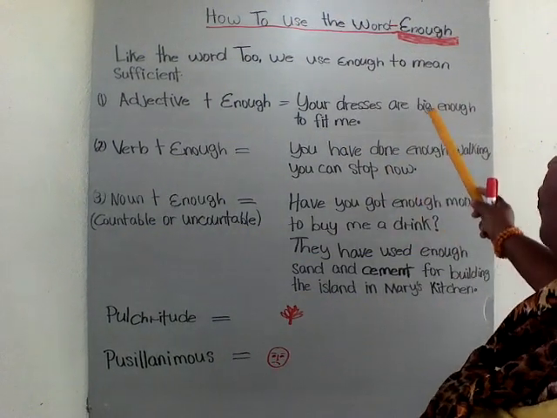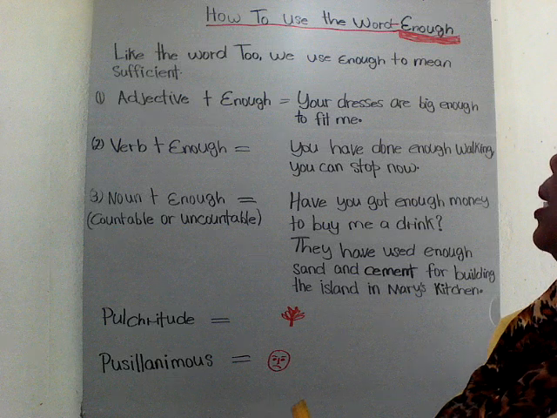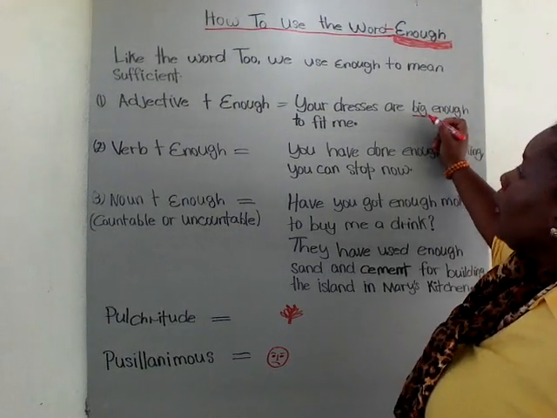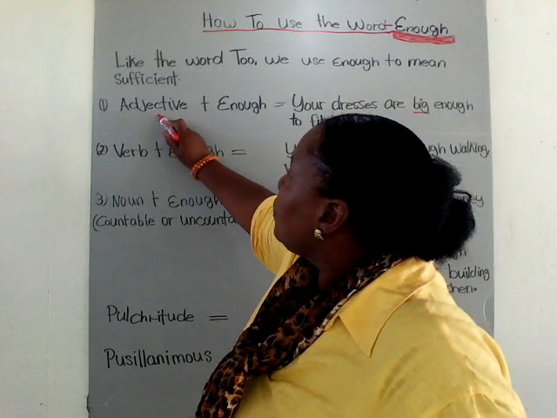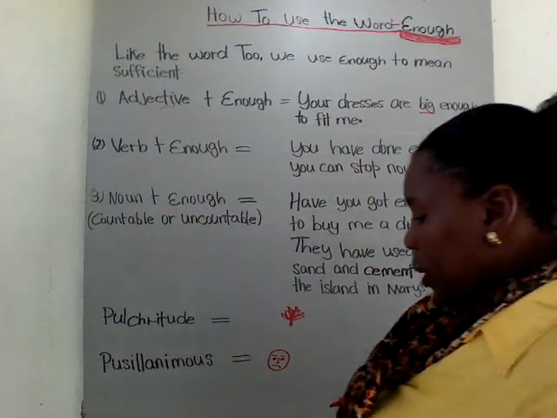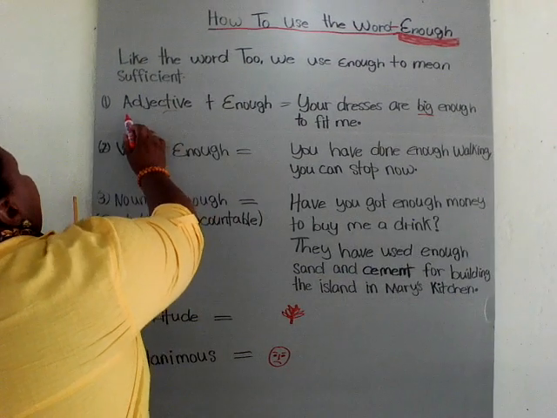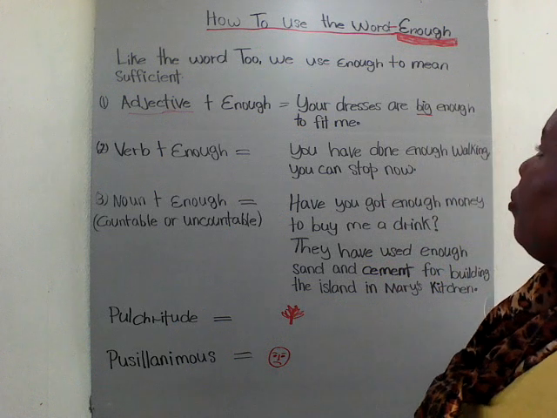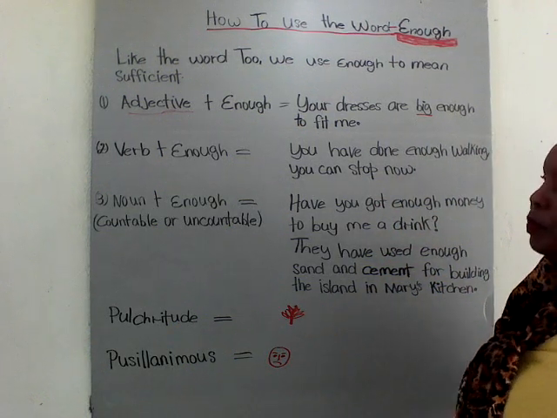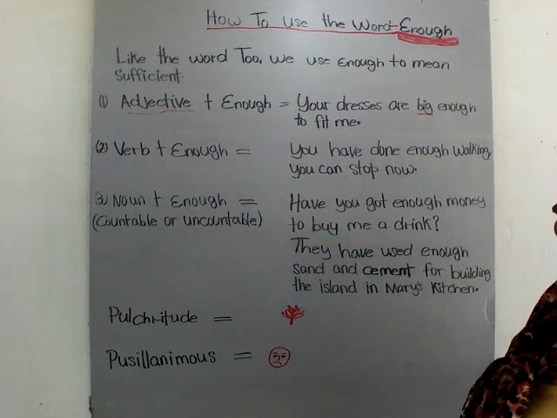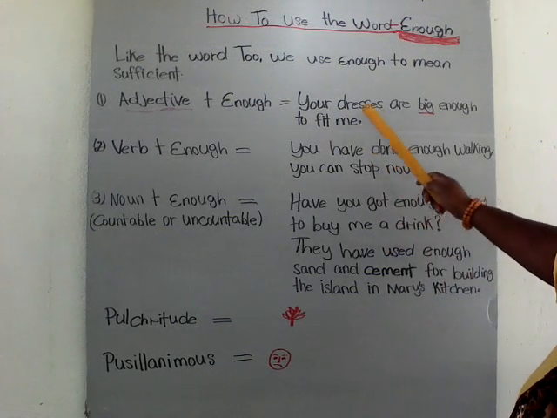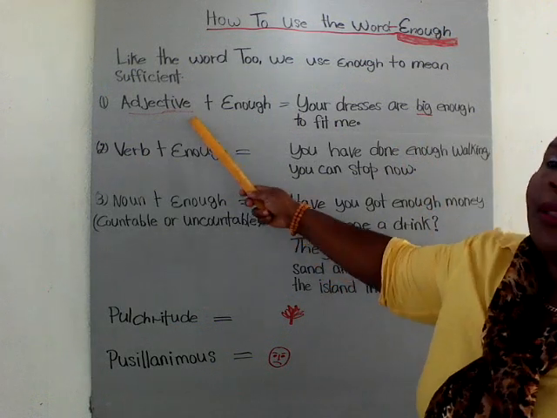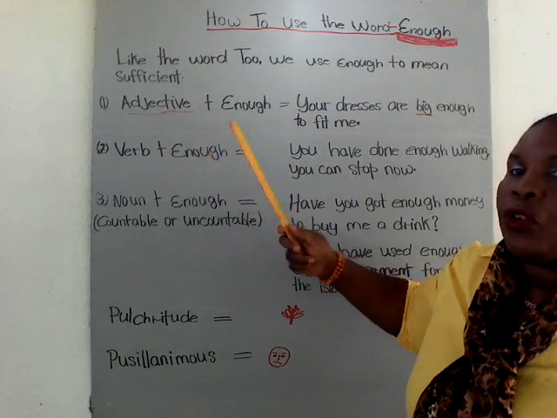So the adjective here would be the descriptive word saying the dresses are big enough. So big would be the adjective, right? Big would be the adjective. Okay? Your dresses are big enough to fit me. So adjective plus enough will give us your dresses are big enough to fit me. Big would be the adjective, the description of the dresses.